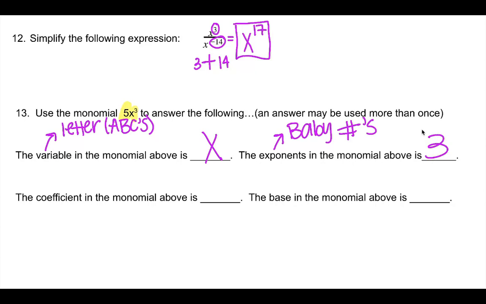That's the only baby number there. The coefficient, number in front of the variable, is 5. We have 5x to the 3rd. The base in the monomial is, remember when we have exponents, we've got a base and a power. So the base would be x again.